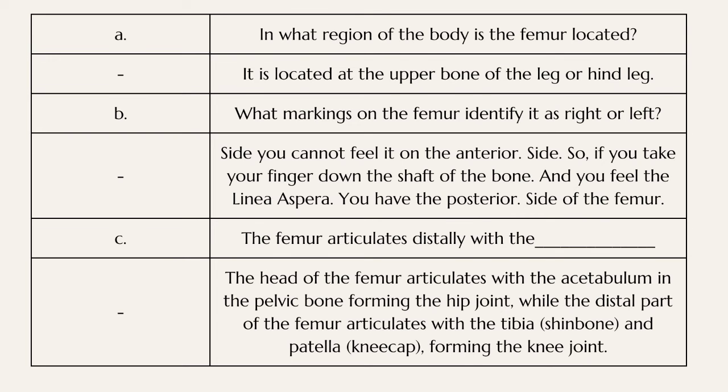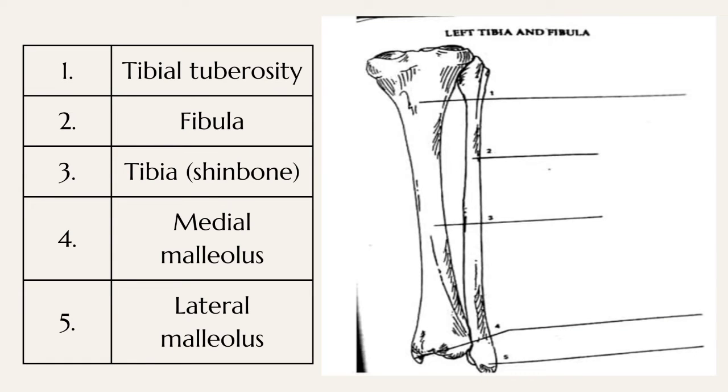Left tibia and fibula. Number one is tibial tuberosity. Number two is fibula. Number three is tibia. Number four is medial malleolus. And five is lateral malleolus.